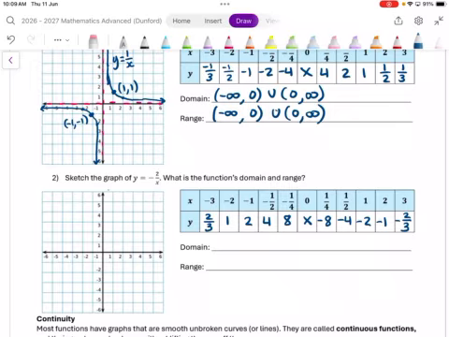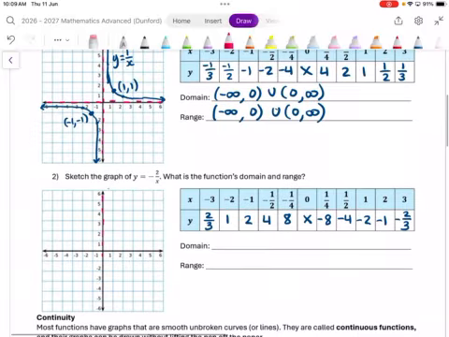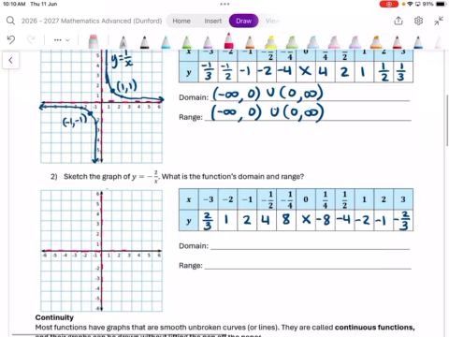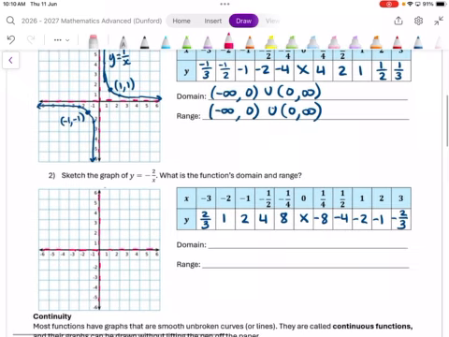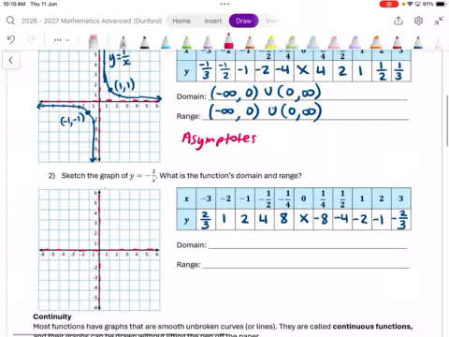Okay, our asymptotes have not moved. Our asymptotes are still at x equals 0 and y equals 0. So that's where our function does not exist. So if you want, you could write down that the asymptotes are at x equals 0 and y equals 0.